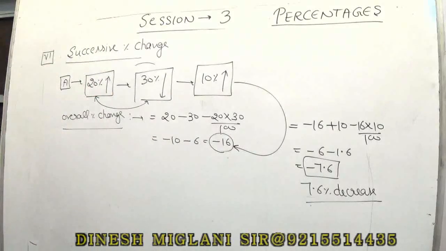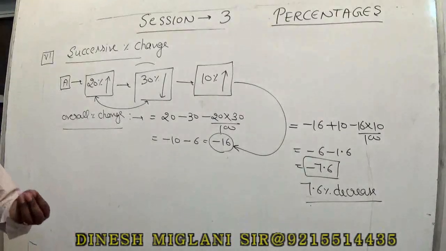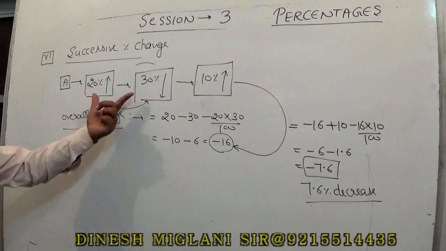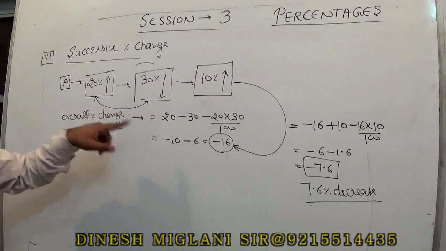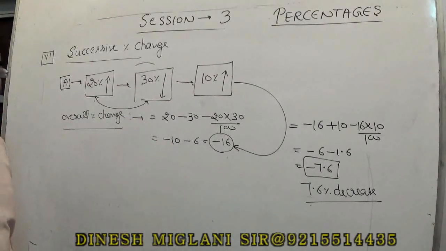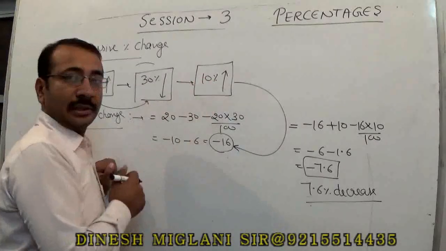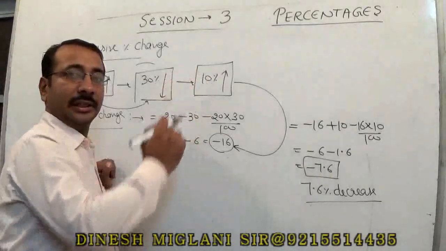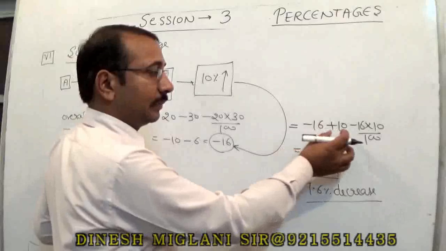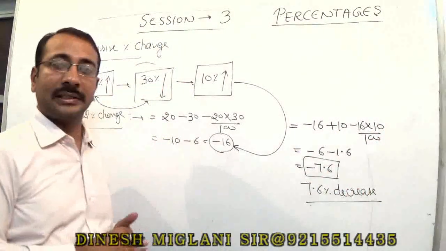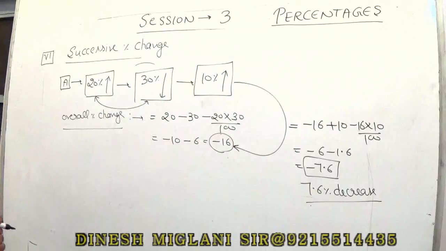What we have understood means in a number, if there is a percentage change more than once, it may be thrice, it may be 4 times, so we solve it step by step. First we take these two values, answer is minus 16, means there is 16% decrease. Then we take this 10%, it means 10% increase, we take it as minus 16 plus 10, minus 16 into 10 by 100, we can solve it, 7.6% decrease.